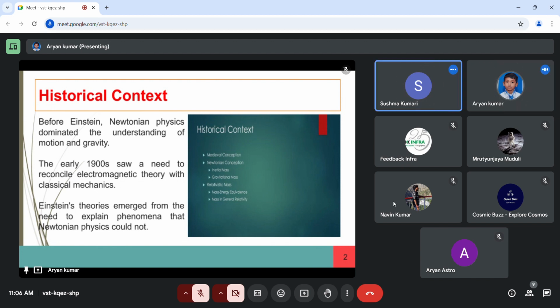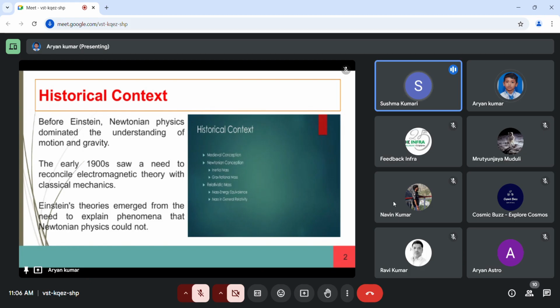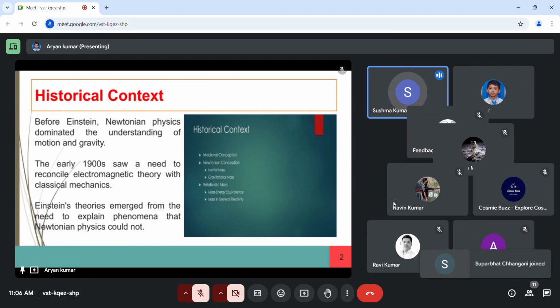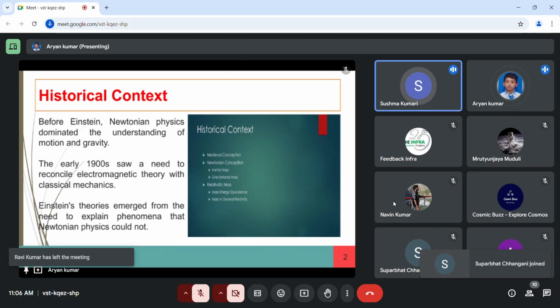Historical context. Before Einstein, Newtonian physics dominated the understanding of motion and gravity. The early 1900s saw a need to reconcile electromagnetic theory with classical mechanics. Einstein's theory emerged from the need to explain phenomena that Newtonian physics could not.